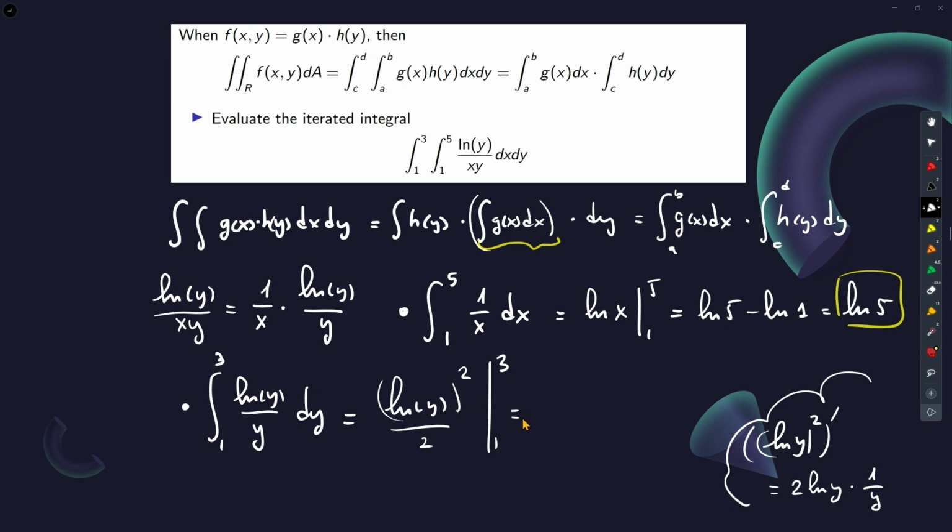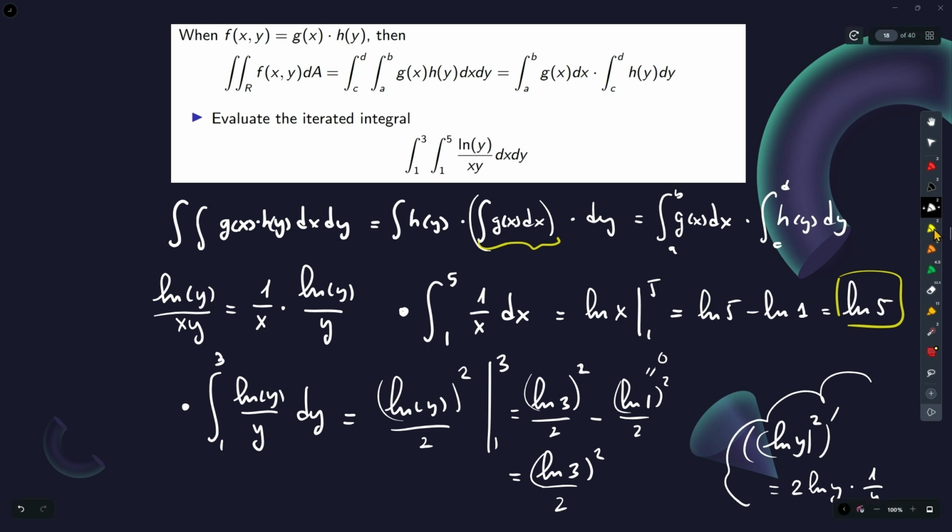Between 1 and 3, that is ln of 3 squared divided by 2 minus ln of 1 squared divided by 2, but the ln of 1 is 0, so the answer here is ln of 3 squared divided by 2. So overall, the integral of this will be the value of the integral with respect to x times the value of the integral with respect to y multiplied together. So this is the result of that integral.